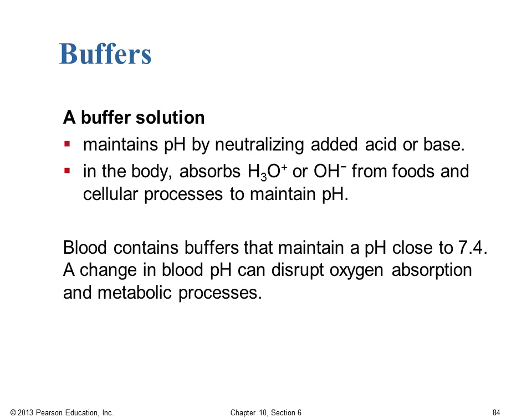Our blood contains buffers and helps maintain our blood systems to be close to about a pH of 7.4. A change in the pH of our blood can disrupt many different processes, including how well it can absorb oxygen and any metabolic processes.